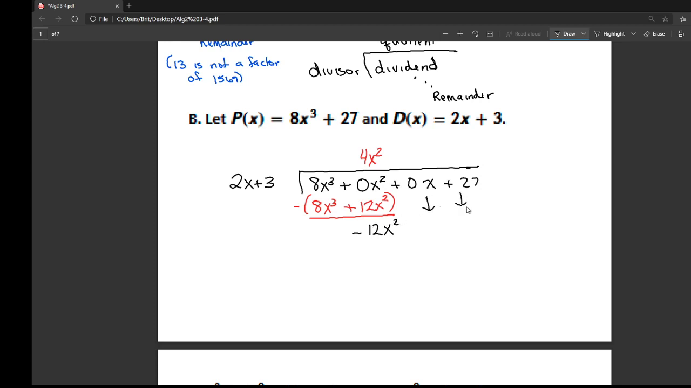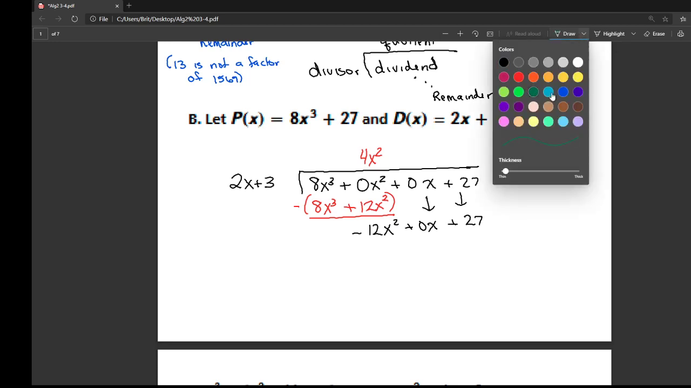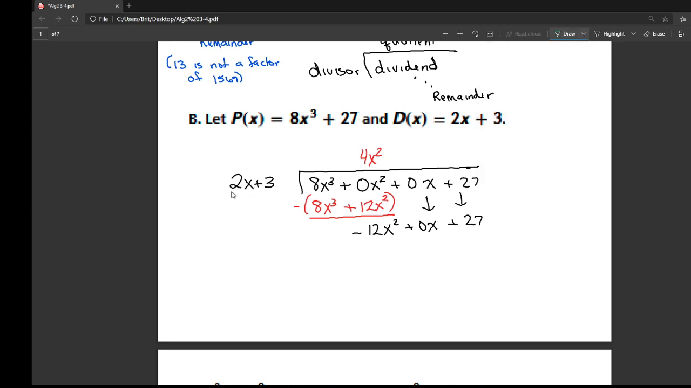And I like to bring down my terms as I go. I find that that's easier to keep track of my progress. So now I ask myself, what do I multiply times 2x to make negative 12x squared? That would be a negative 6x. So if I multiply that out, I get negative 12x squared, and then negative 6x times 3 is negative 18x.